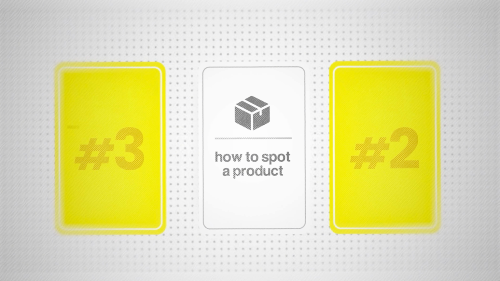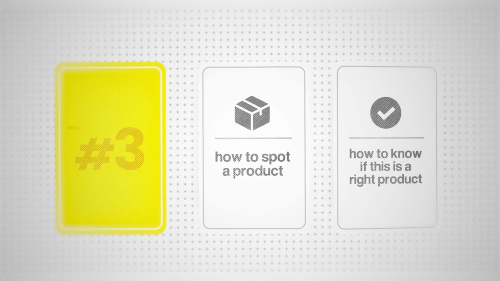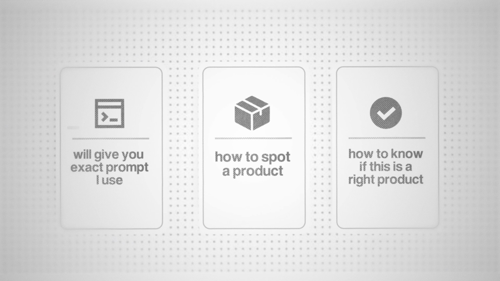Here's what we are going to cover. First, how to spot a product when it's popping up but not saturated yet. There are 4 signals I check. Second, once you find one, how to tell if it's right for you, because a viral product doesn't mean it's a product for you. Third, I'm going to give you the exact prompt I use so you can copy this whole system, and the rule I use for when to keep pushing and when to quit.